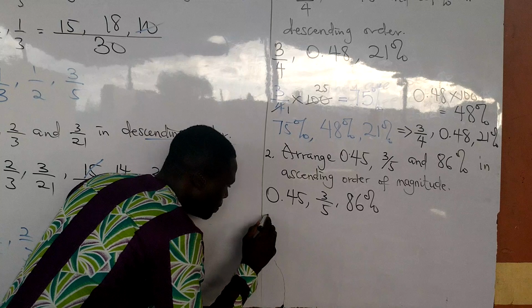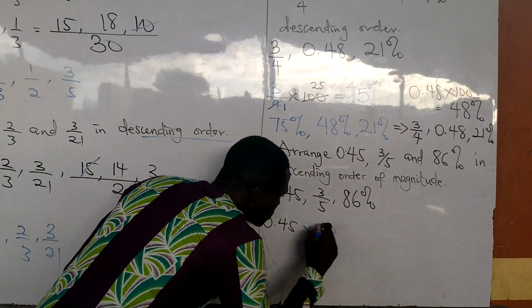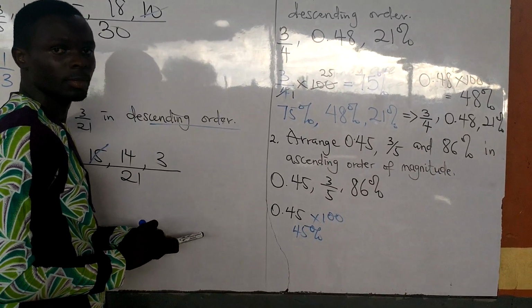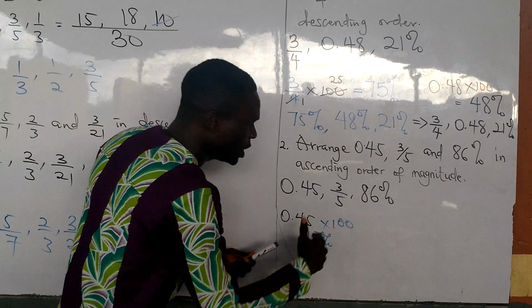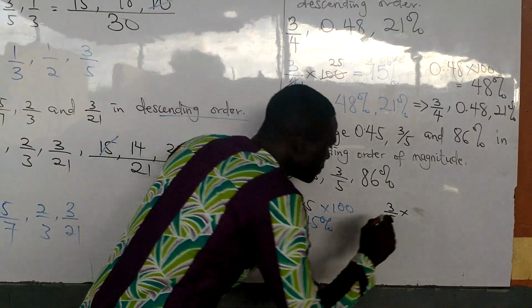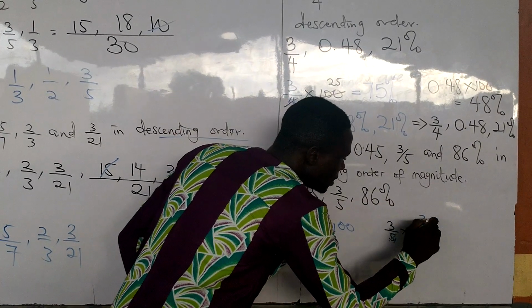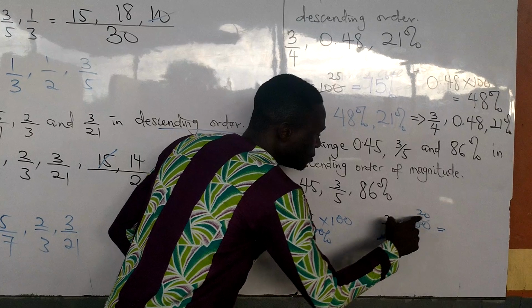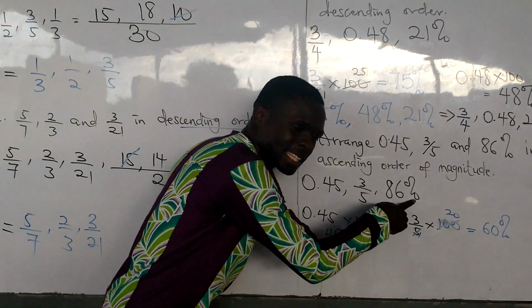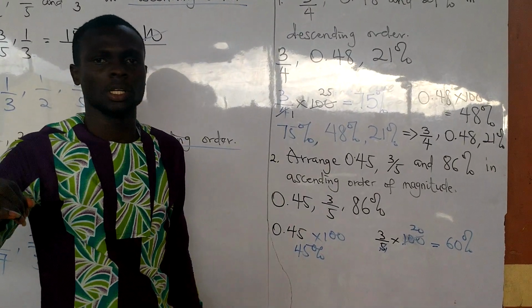So to change this one into percentage, which is a 0.45, multiply it by 100. If you multiply this by 100, you are going to get 45%. Then you also multiply 3 over 5 by 100. If you multiply 3 over 5 by 100, we can say 5 will go into itself 1, and 5 will go into 100 20 times. If you multiply 3 times 20, that gives you 60%. So now we have 86%, 45%, and 60%. They are all in percentage, which means they are common.